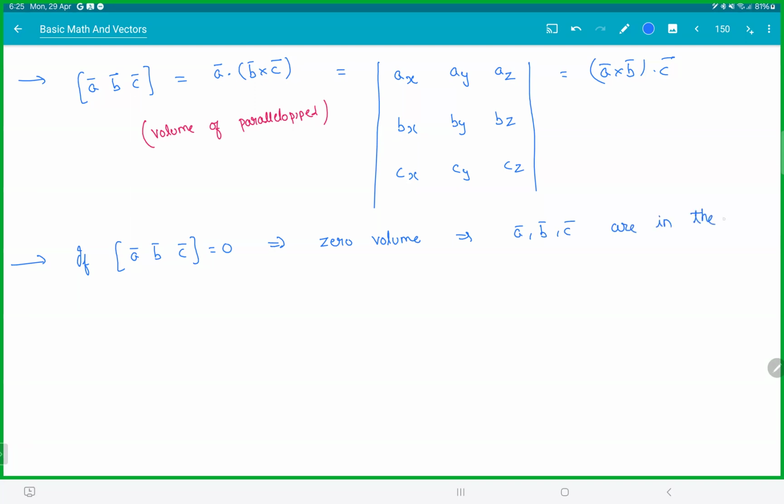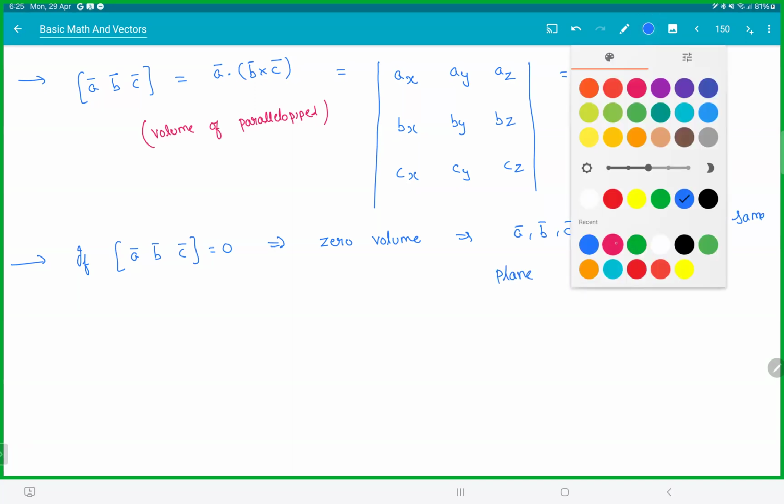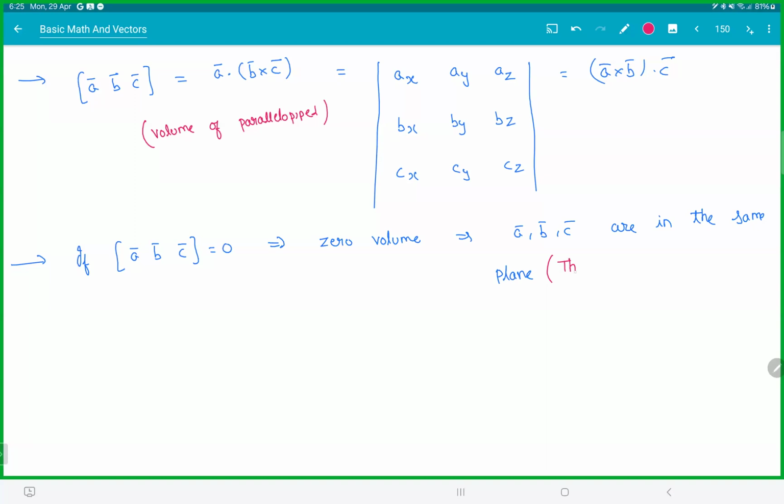If three vectors are in the same plane, we call them coplanar vectors. For example, i cap, j cap, k cap are not coplanar. They're in three different planes. So this is a condition for coplanarity.